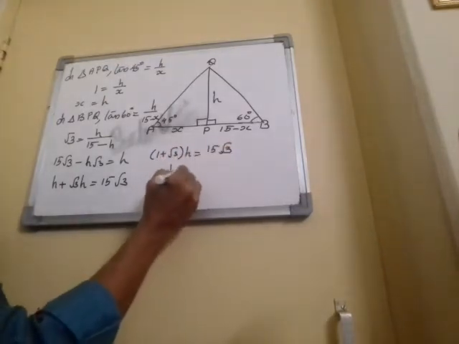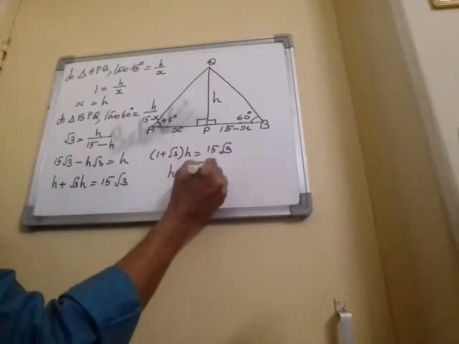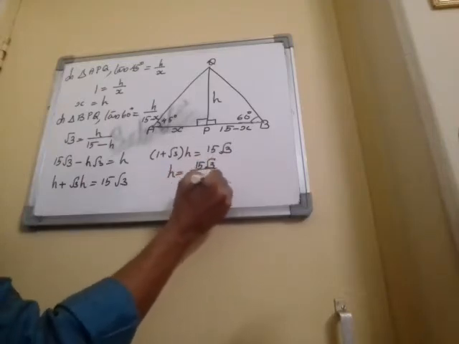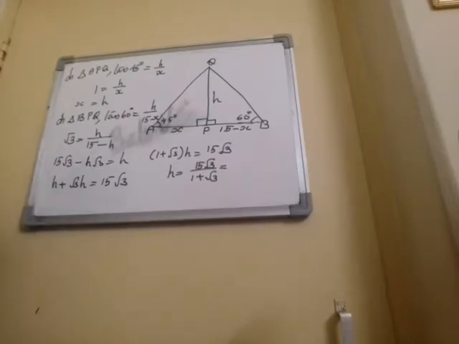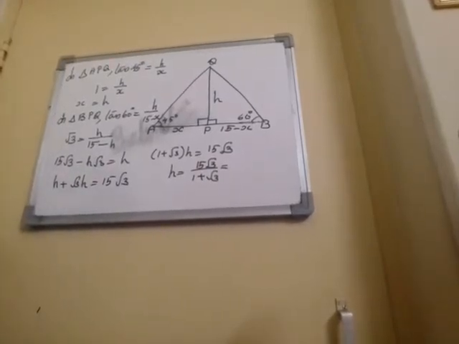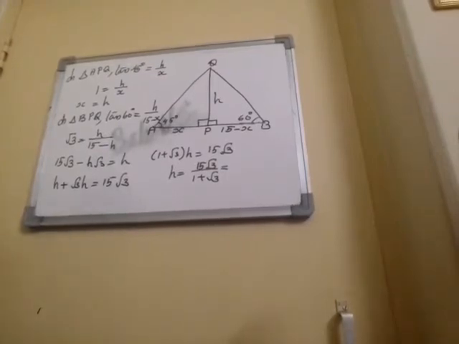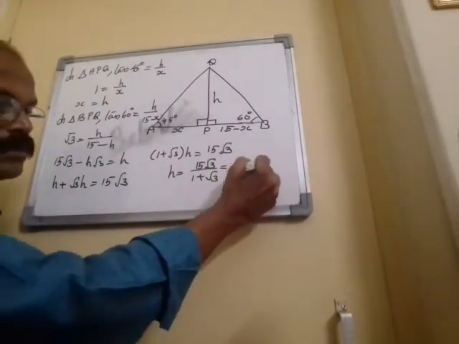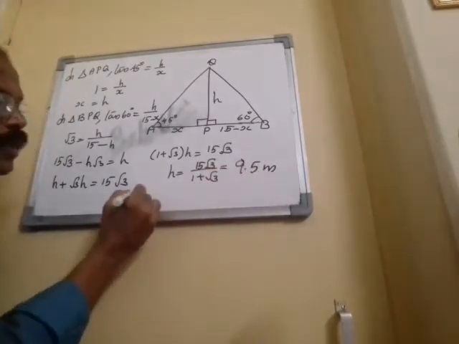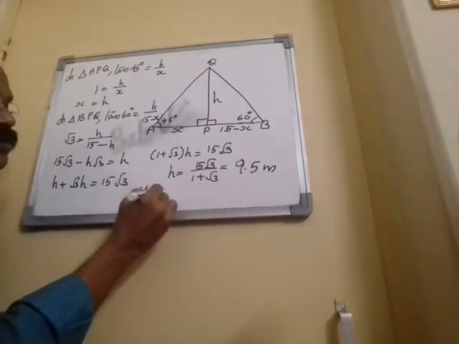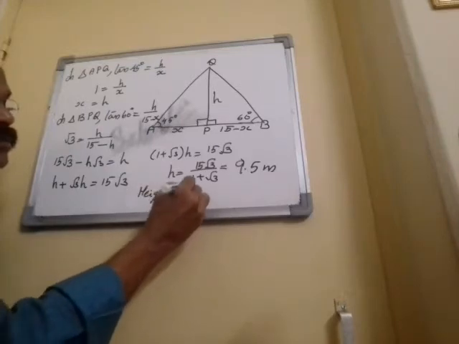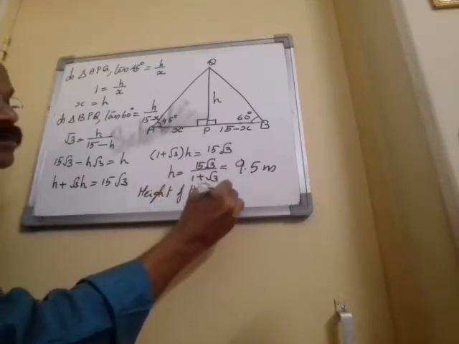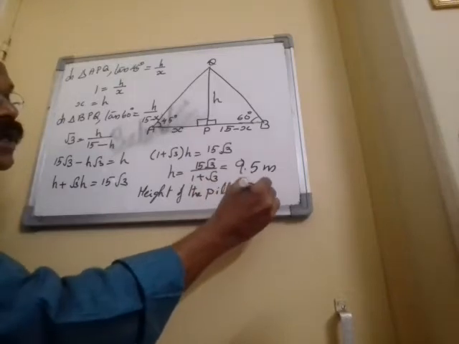So h equal to that height of the pillar, 15 root 3 by 1 plus root 3. So when you simplify, we get 9.5 meter. So we have to write height of the pillar is 9.5 meter.